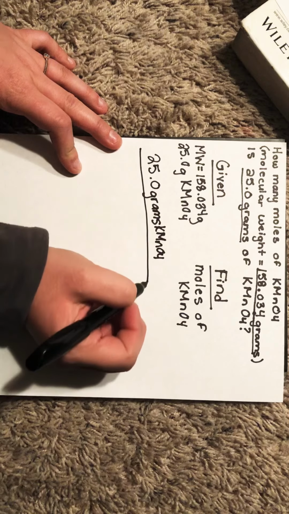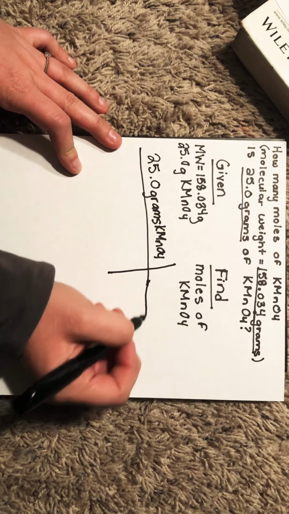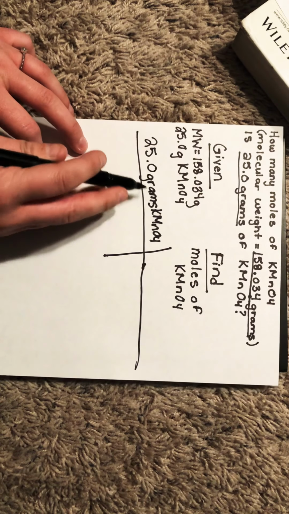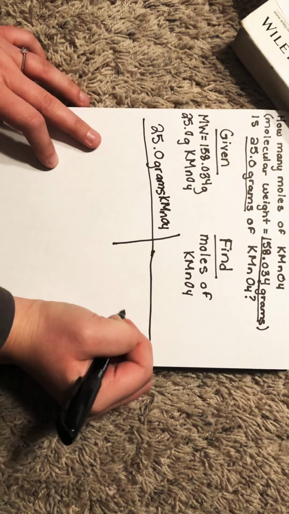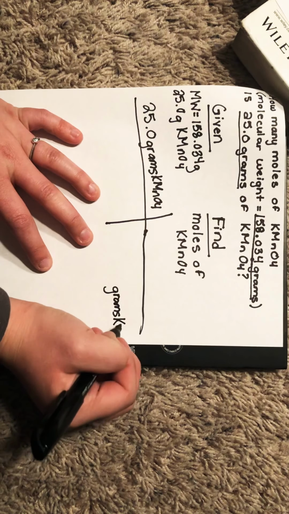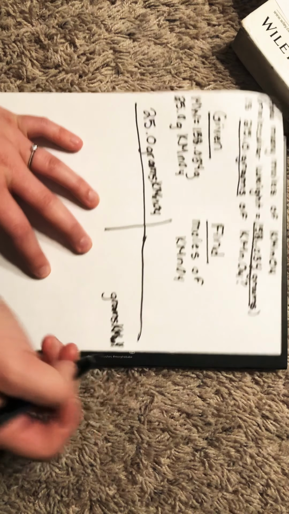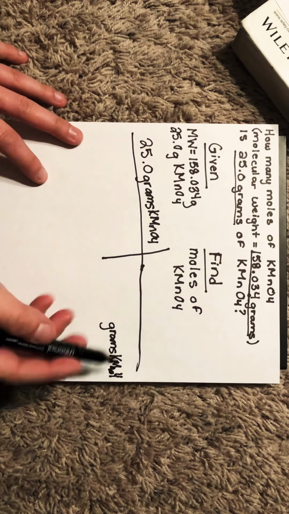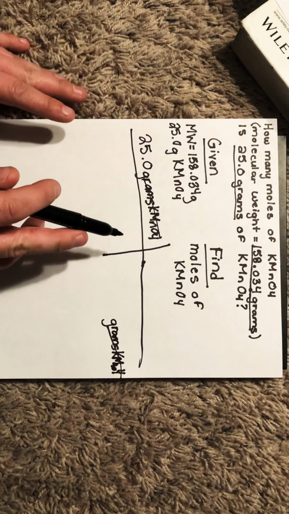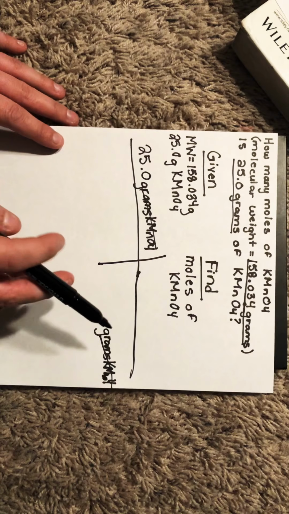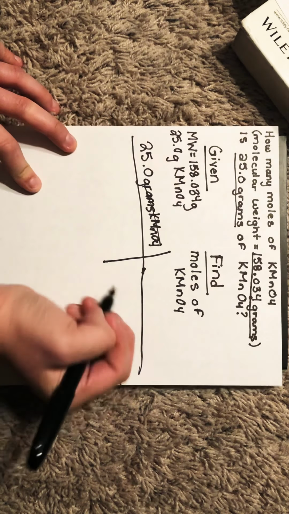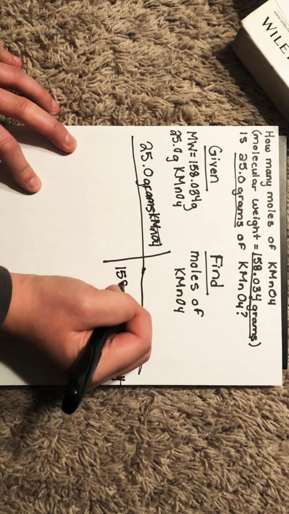Okay? And in order to get that unit to cancel, just like we do in math, we have to have this down at the bottom as well. So we have to have grams of KMnO4 over here on this side. Because whenever we do the division here, these like units will cancel. So the only other thing that we know that has grams in its unit is the molecular weight. So we're going to divide 25 grams by the molecular weight.